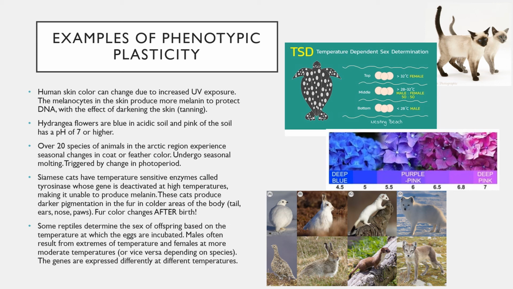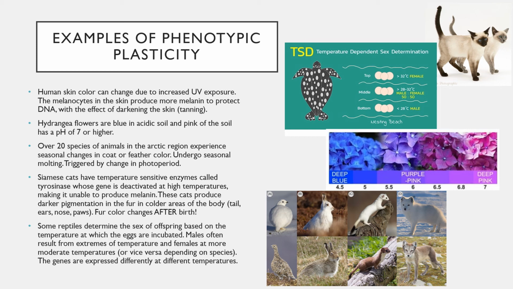The melanocytes, or the specific cells that produce melanin within your skin, are going to have to make more melanin to protect you from the increase in UV rays. So as a result, if you have more melanin, you're going to have a darker skin tone, and we call that tanning. Another example is hydrangeas.